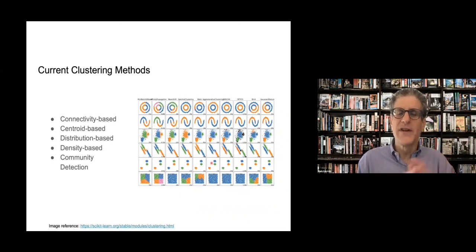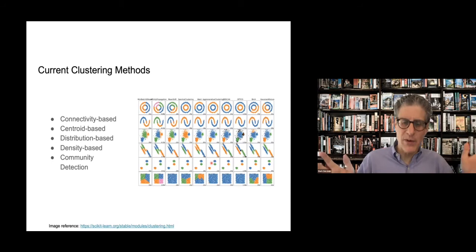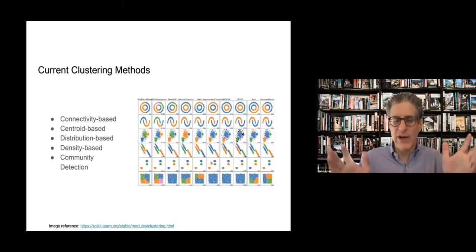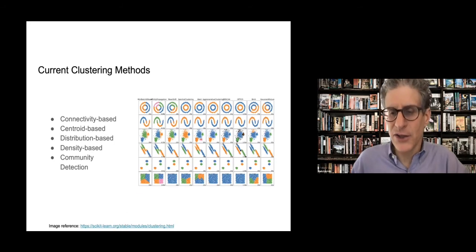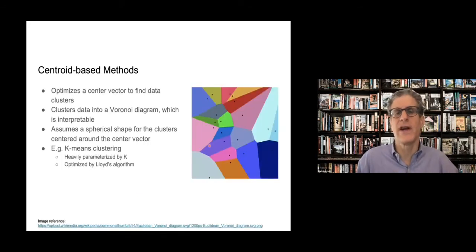There's a number of different ways of thinking about this clustering, these types of clustering approaches. This is general stuff people do. You can read about it in lots of statistics books. This is from the Scikit website that shows different things. So let's just go through some very high level things.